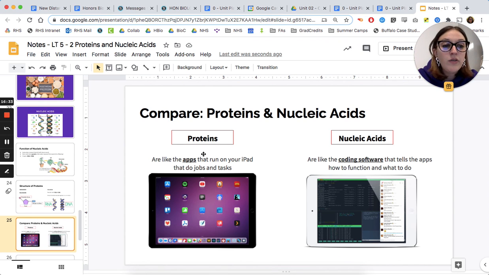Now, how those proteins know what to do is based on the coding software. So there's a hidden language behind these, and that hidden language tells these apps what to do. I feel like this is a good analogy to think of in addition to the one I mentioned with the store. You've got a store, there's lots of employees, proteins that run around doing different jobs, and they know what to do based on the employee handbook, which is like the nucleic acid.